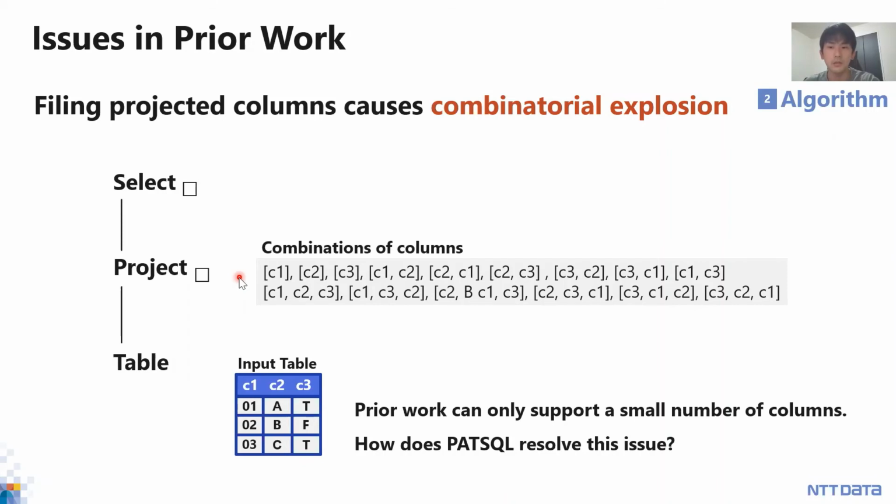But there are issues in prior work. A serious issue is that filling projected columns causes combinatorial explosion. For example, when the input table has 3 columns, filling projected columns needs these patterns. The number of patterns grows significantly as the input column size increases. Thus, prior work can only support a small number of columns and is not so useful in practice. In contrast, PATSQL can support a large number of columns. How does PATSQL resolve this issue?